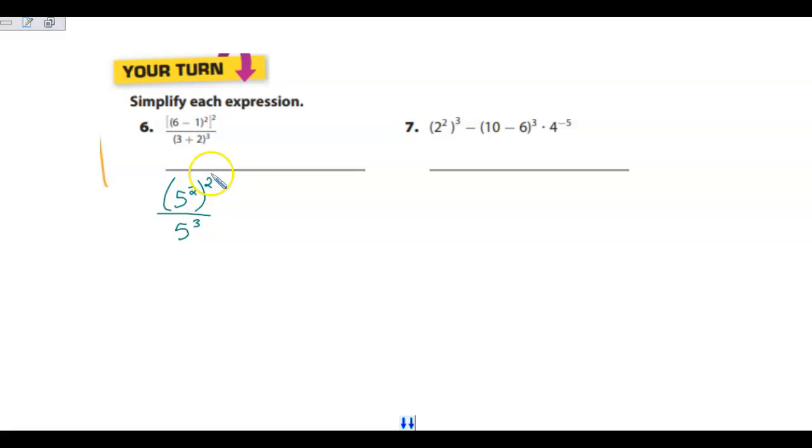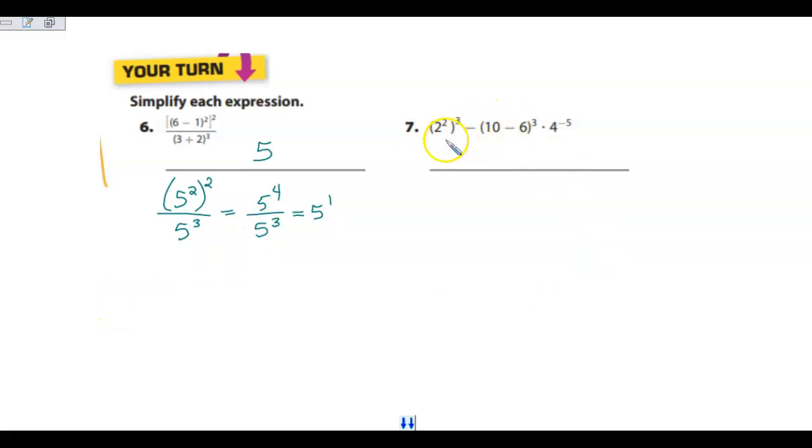Now 5 to the 2nd power to the 2nd power, those are going to be multiplied, so 2 times 2 is 4, over 5 to the 3rd power. Now this is division, so we're going to subtract our exponents. So we're going to take 5, and 4 minus 3 is 1. So our final answer is 5.